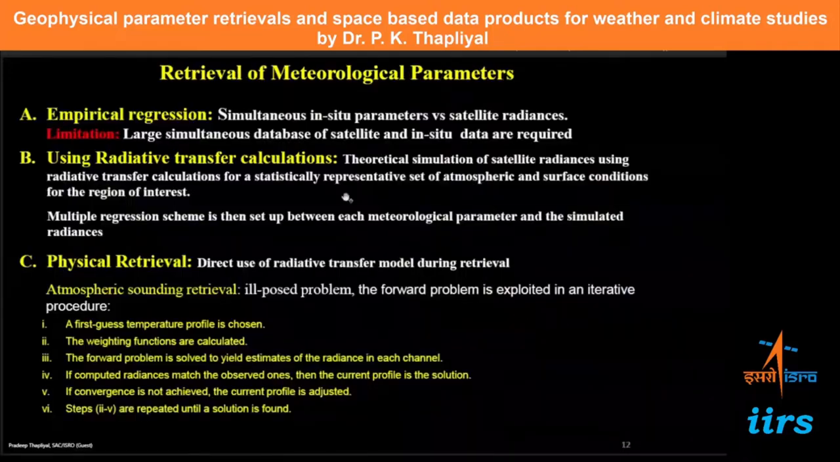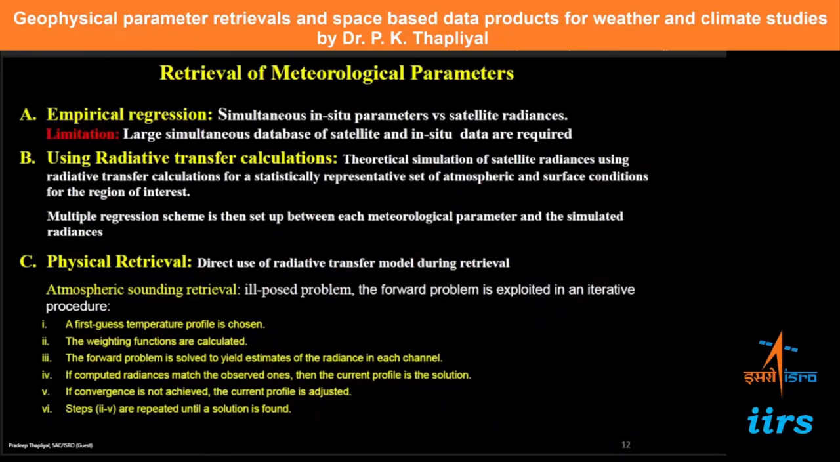So when we want to retrieve different parameters, there are two methods. One is empirical regression, empirical methods, where you make simultaneous measurements, or you make a data set of simultaneous measurements of in situ parameters, that is surface observation, with satellite radiance or satellite brightness temperature. So for example, if my satellite is making observation in 11 micrometer, I have brightness temperature, and at the same time I have sea surface temperature or another parameter like OLR or rainfall.